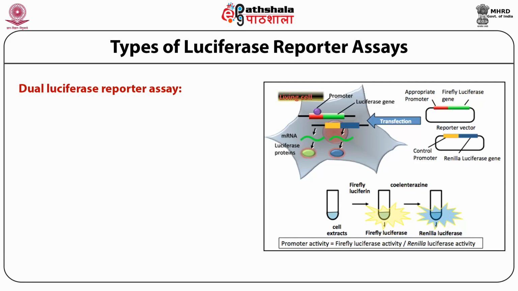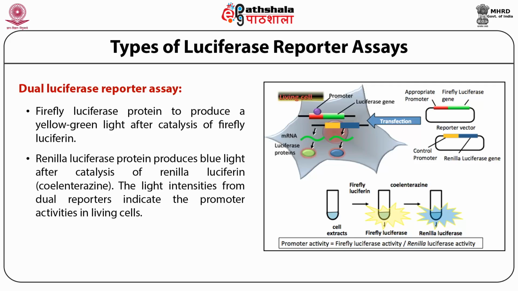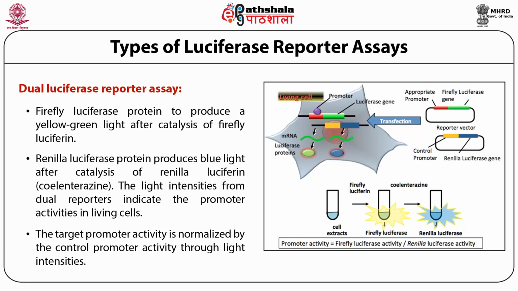You can see here in the figure, firefly luciferase protein is used to produce a yellow-green light after catalysis of firefly luciferin. Renilla luciferase protein produces blue light after catalysis of its substrate coelenterazine. The light intensities from the dual reporter indicate the promoter activities in the living system, and the target promoter activity is normalized by the control promoter activity through light intensities.